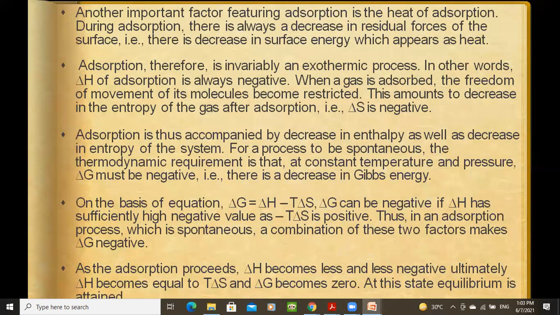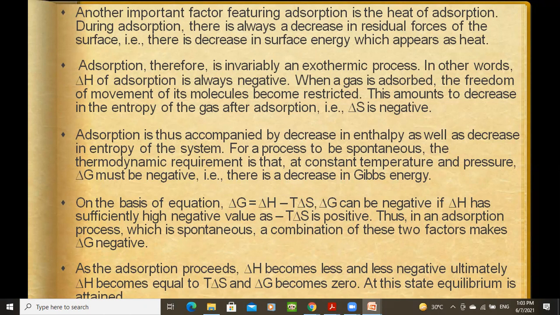Another important factor featuring in adsorption is the heat of adsorption. In previous chapters, we have studied the heat of fusion, the heat of fission; different types of heats are there. Now we will talk about the heat of adsorption. During adsorption, there is always a decrease in the residual force of the surface, and there is a decrease in the surface energy, which appears as heat. Heat is being released, which shows that this is an exothermic process. So adsorption is invariably an exothermic process. In other words, delta H of adsorption is always negative.